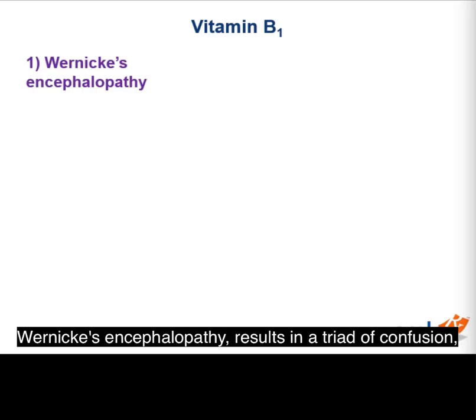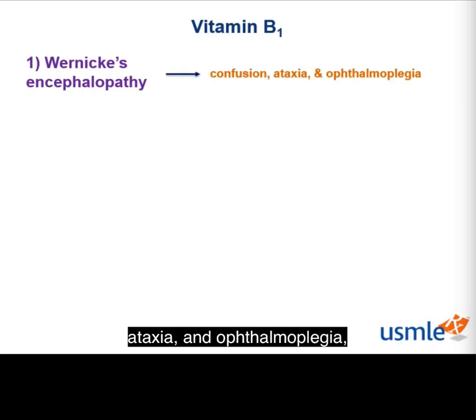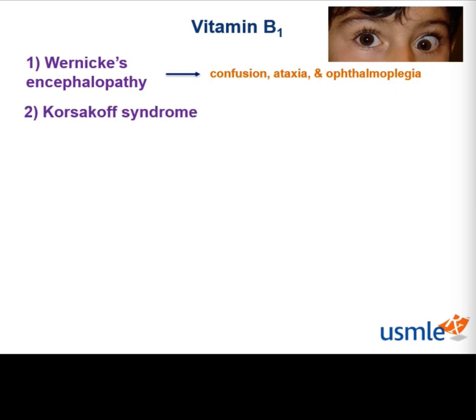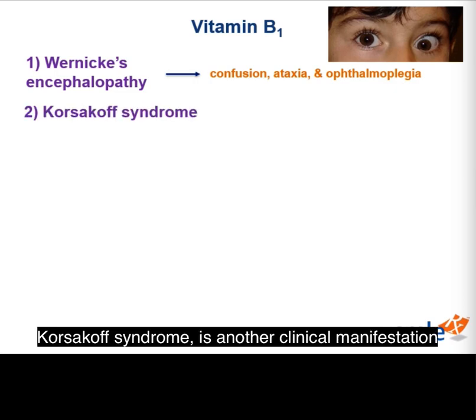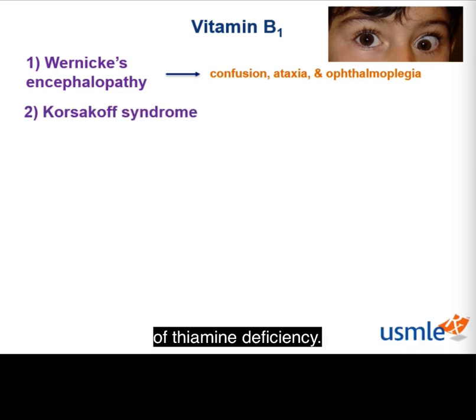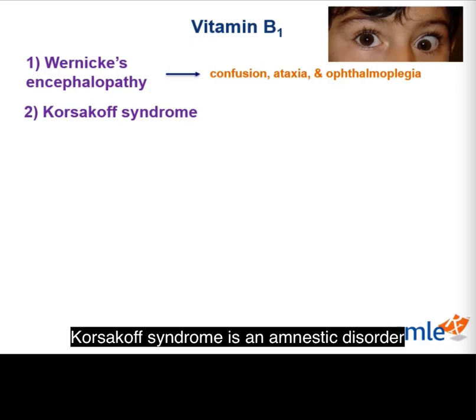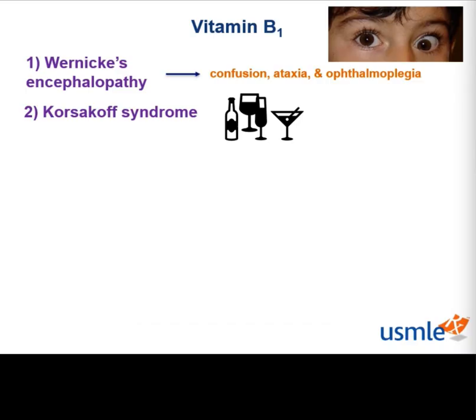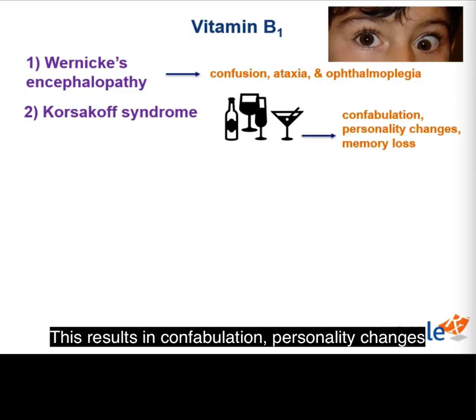Wernicke's encephalopathy results in a triad of confusion, ataxia, and ophthalmoplegia, which is paralysis or weakness of the eye muscles. Korsakoff syndrome is another clinical manifestation of thiamine deficiency. Korsakoff syndrome is an amnestic disorder due to alcohol consumption. This results in confabulation, personality changes, and potentially permanent memory loss.